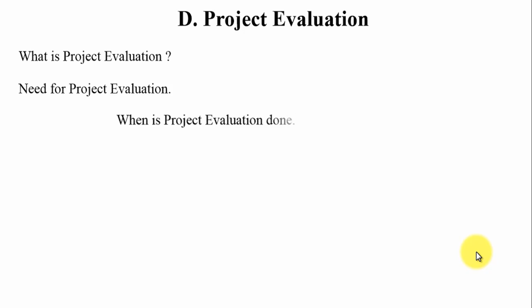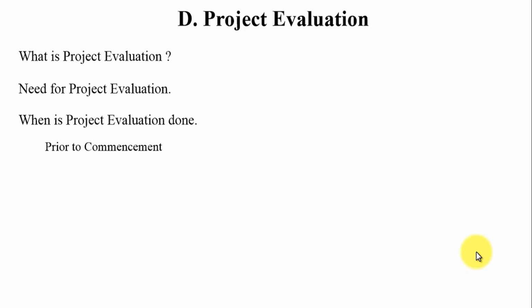Now, the third question that comes to mind is: when is project evaluation done? Project evaluation is a continuous, ongoing activity. It's done prior to the commencement of the project, to decide whether to accept the project or not, through various feasibility studies. Here the main question to be answered is whether we should start the project or reject it. That's the correct term.